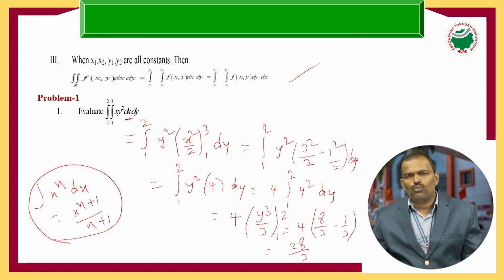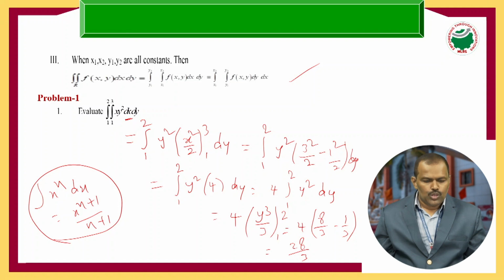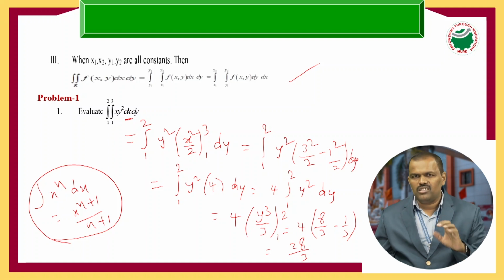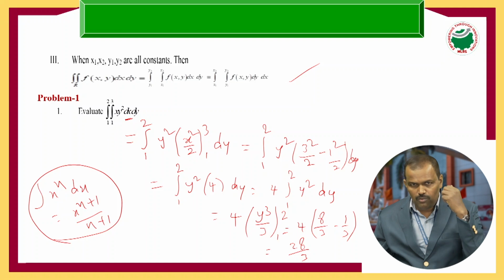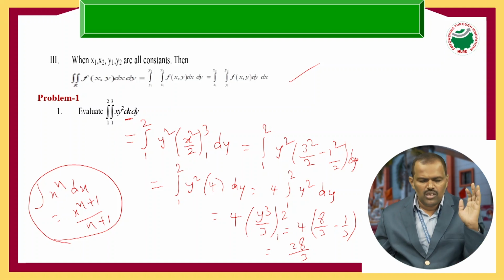Then it's time for applying y. Same formula I applied, integral of y square, that is y cube by 3. Then finally we got the answer. So this is the one case. What is the case here? In the double integral, both the variables' limits are constants, that is x limits, y limits, both the limits are constants. This is the problem, right?